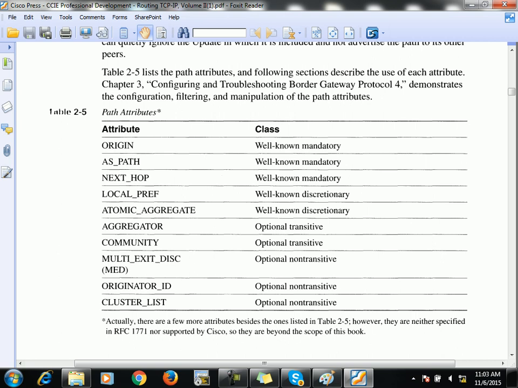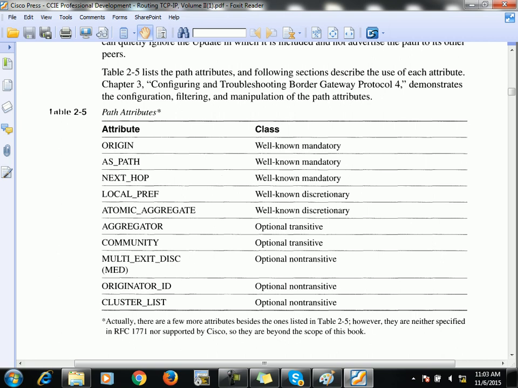There are a few more attributes beside the ones listed in this table, right? They are neither specified in RFC 1771 nor supported by Cisco, so they are beyond the scope of this book, right? So leave them, we will not talk about them. Fine. So all these attributes are available in BGP, and these are their classes. So in interviews they can ask you, okay, what is your well-known discretionary attribute in BGP, right?